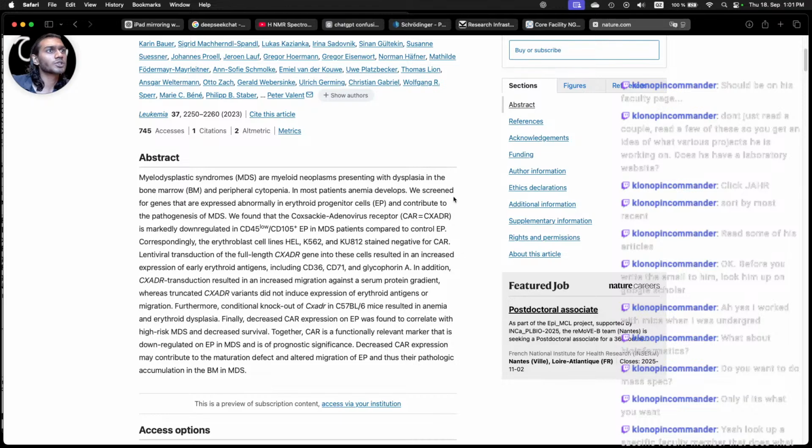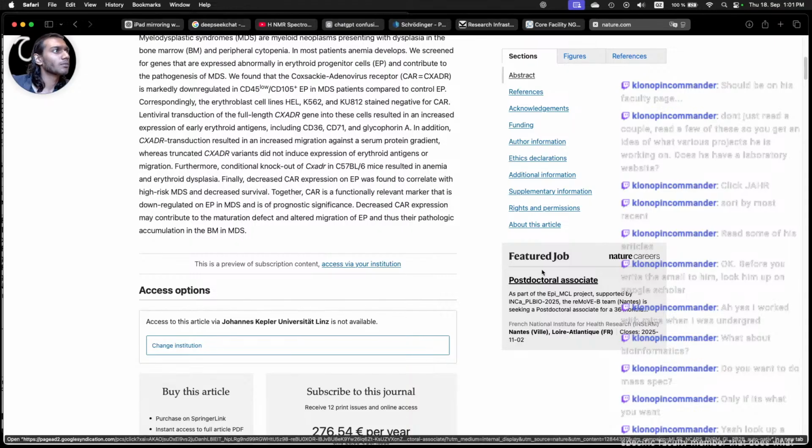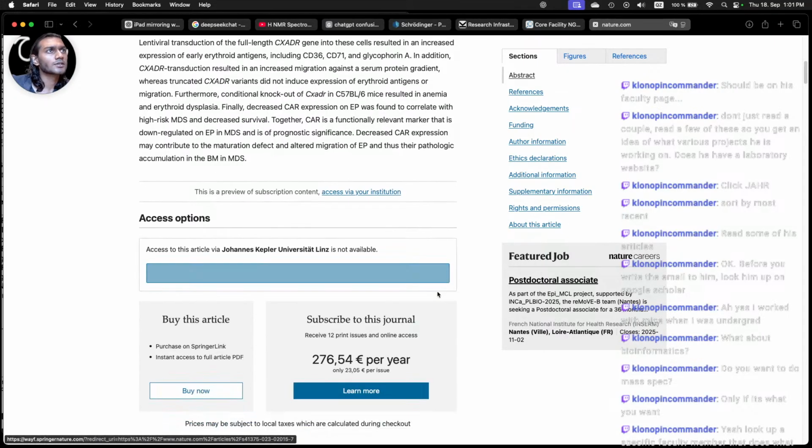Decreased CAR expression may contribute to the maturation defect and altered migration of erythroid progenitors, thus a pathological accumulation of BM in MDS. Future job. What? Access options.